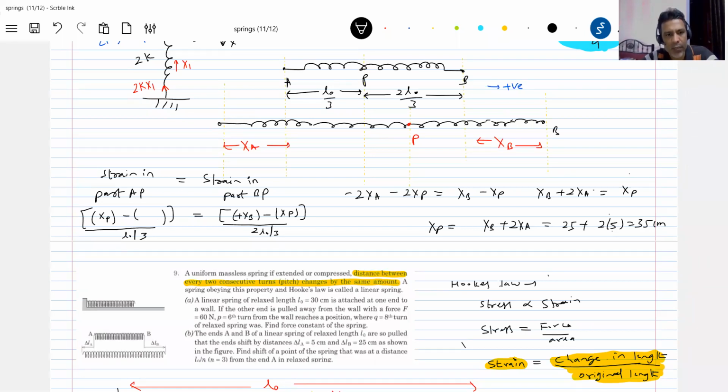XP minus, this will be XA. What is XA? XA is towards left, no? So I'll put it. We are not sure, we are just assuming that NB is having more displacement. So I'll do it like this: XB minus XP by 2L0 by 3, then XP minus of minus XA. Since XA was displacement towards left, I'm writing this. Got the idea, no?